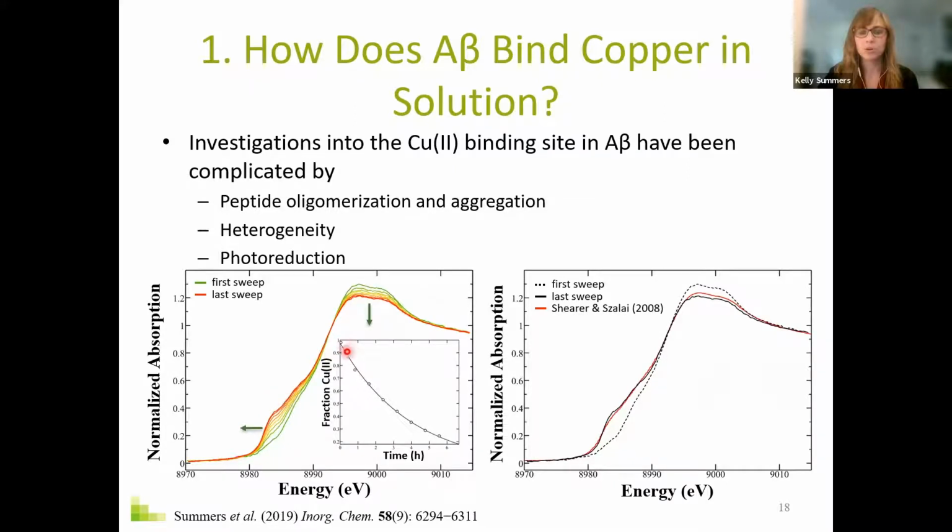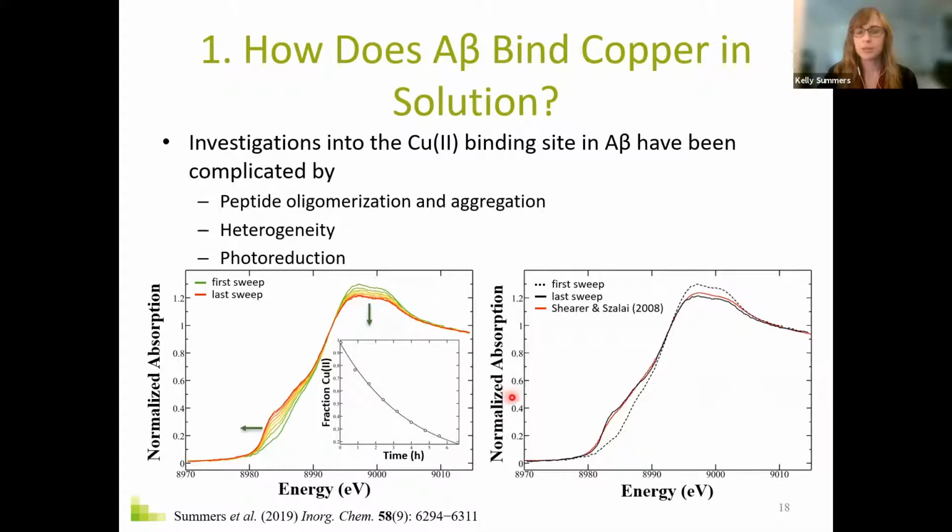And you can see that over time, after about 7 hours in the beam or so, we extrapolate that there will be almost entirely copper 1 in our sample. And this is actually really striking because these samples are frozen at liquid helium temperatures.